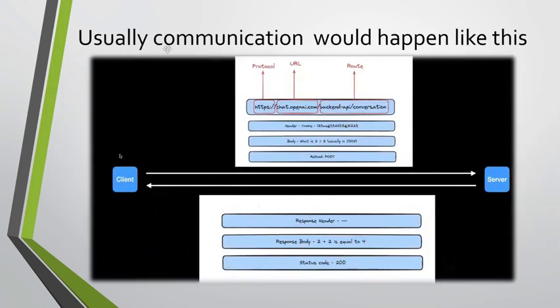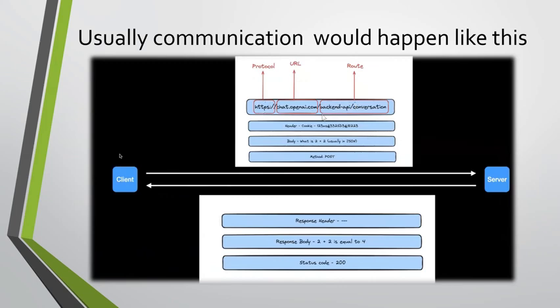Okay. Now the next thing: usually communication happens like this. In this diagram, you will see how the communication actually happens. The client will write this URL in the browser. The URL contains the protocol, the server name, which is linked with some IP, and the route, which is the correct path for getting the exact file from the server that the client wants. These things will be sent by the client.